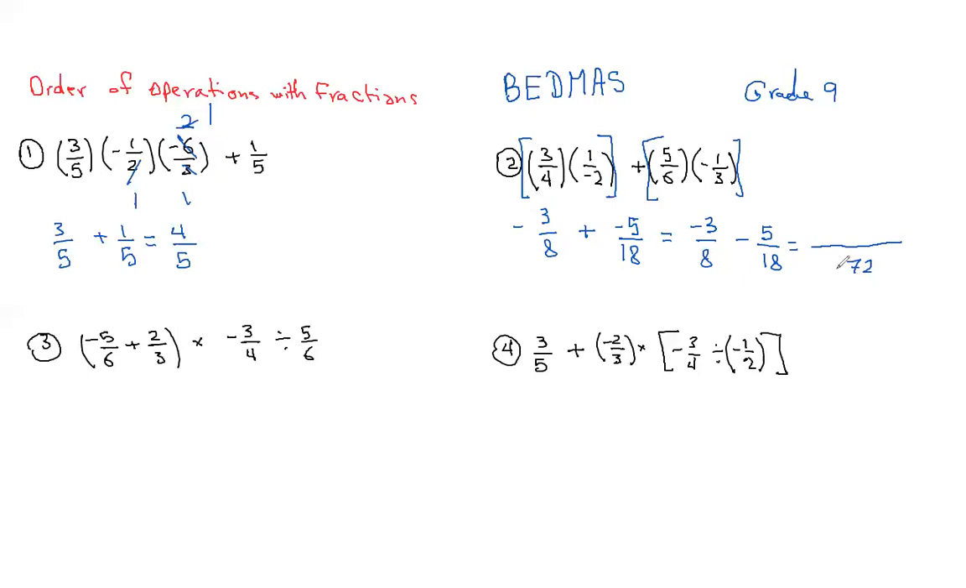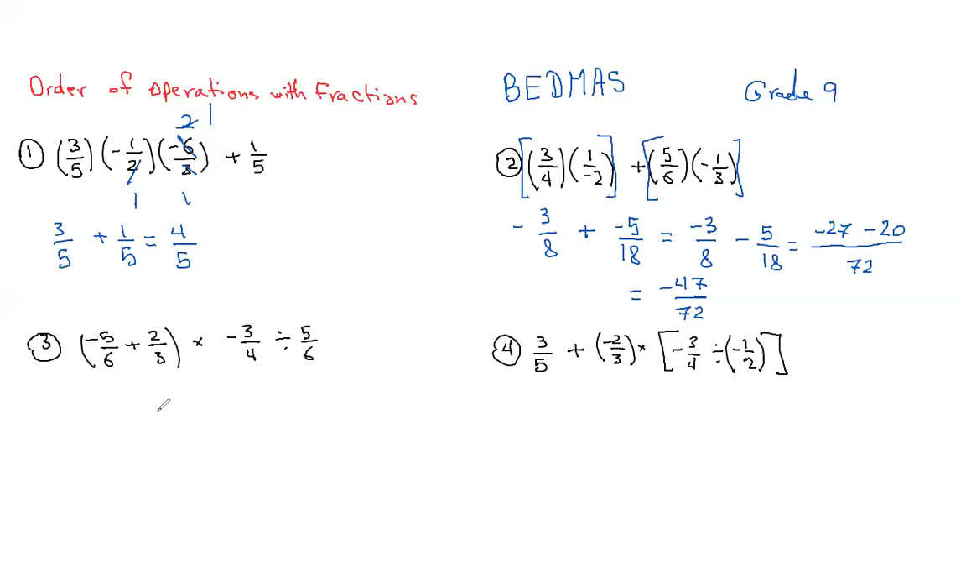So when I find the common denominator, what I do, I go 72 divided by 8 is 9. 9 times negative 3 is negative 27. And then my minus sign. And then I go 72 divided by 18. That's going to be 4. 4 times 5 is 20. So I have 20 right here. And then my answer will be negative 47 over 72. I cannot reduce any further. So this is my final answer.